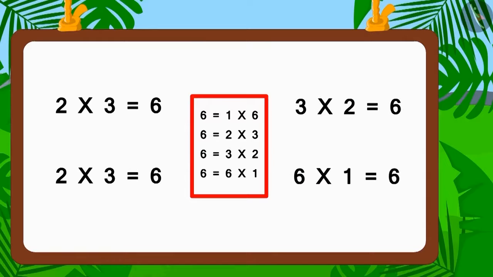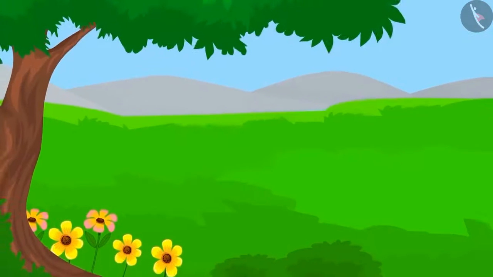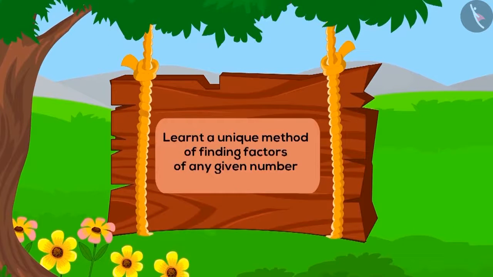So you see, by finding all the factors of 6, we helped the villagers. Children, we can find the factors of any number by using the multiplication table. Now, why don't you try to play this game of finding factors of number 8 with your friends? So children, in this lesson, we learned a unique method of finding factors of any number. In the next chapter, we will learn different ways to use these factors.